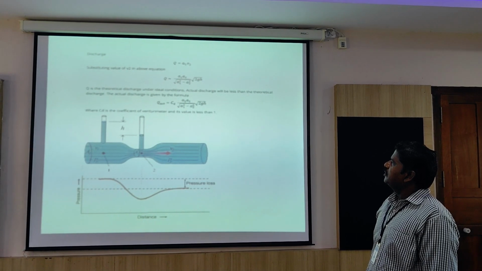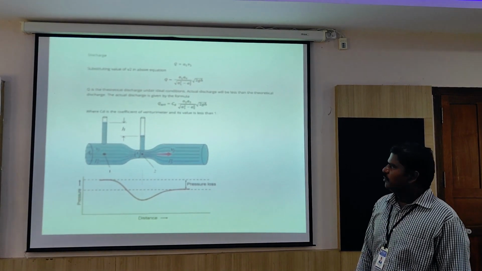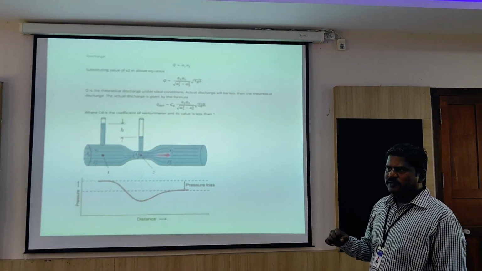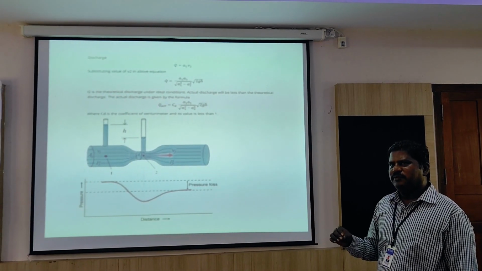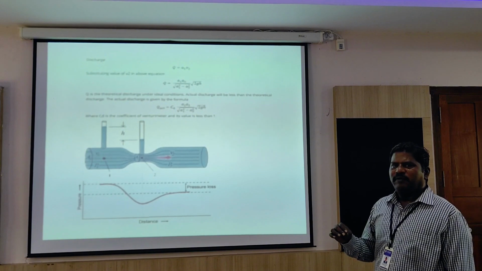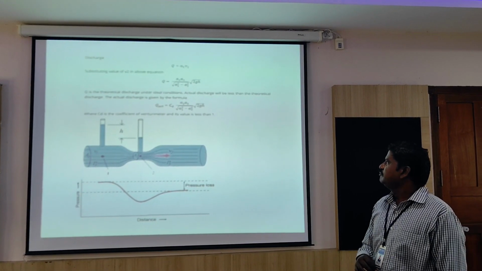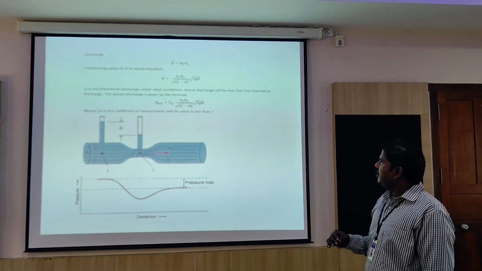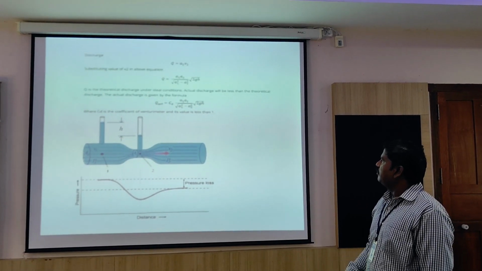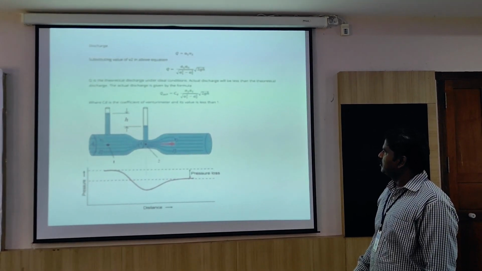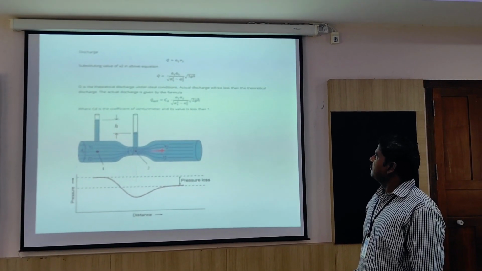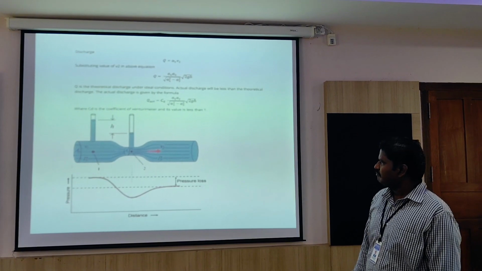The actual discharge is given by the formula Q actual equal to Cd, where Cd is the coefficient of discharge, times A1 into A2 divided by square root of (A1 square minus A2 square) into square root of 2gH. The maximum value of the coefficient of discharge is 1, and it lies between 0.9 and 1. Cd is the coefficient of the venturimeter and its value is less than 1.